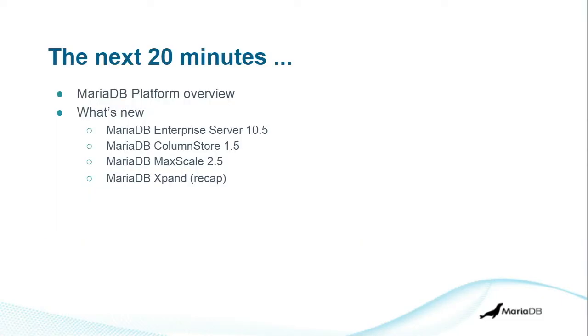So for the next 20 minutes, I will present an overview of the Platform X5. Then we will discover the new features and the new capabilities offered by each part of MariaDB Platform X5. MariaDB Platform X5 includes MariaDB Enterprise Server 10.5 for relational use cases, MariaDB ColumnStore 1.5 for analytics, archive, and BI use cases, MaxScale 2.5, our smart proxy, and also a quick recap of MariaDB Xpand.